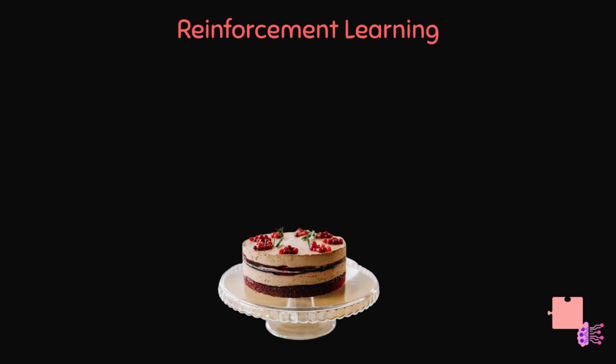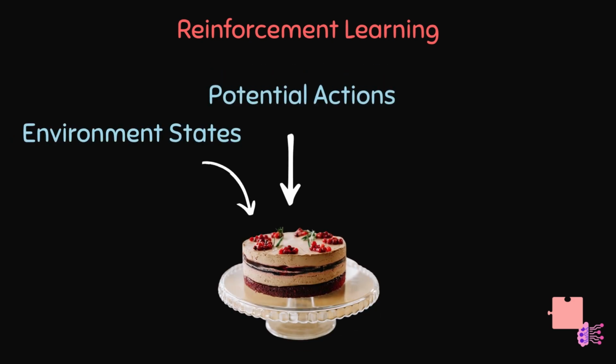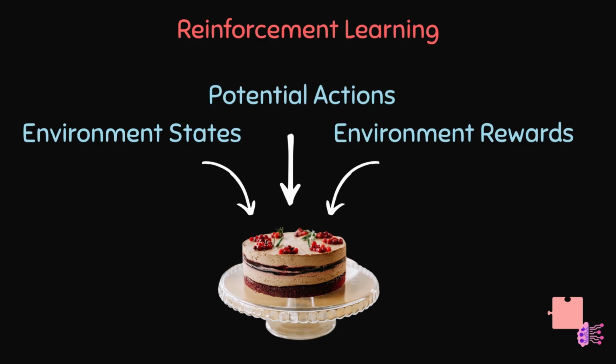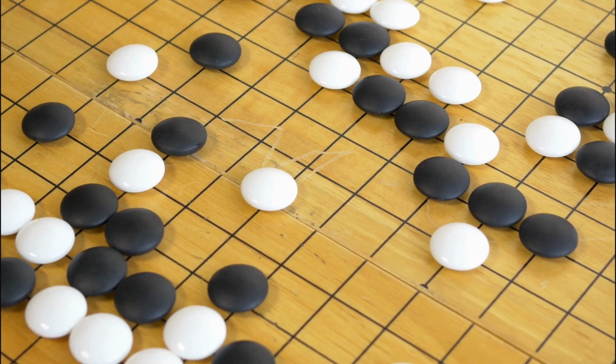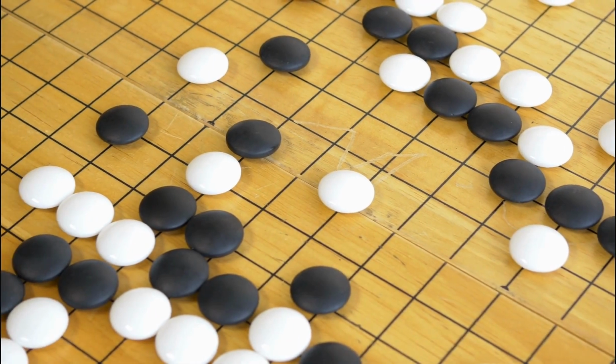Anyway, the fourth and final category is reinforcement learning. This category is a bit different from the other ones. Environment states, potential actions, and environment rewards are all ingredients to our cake. Reinforcement learning is a powerful tool in gameplay.